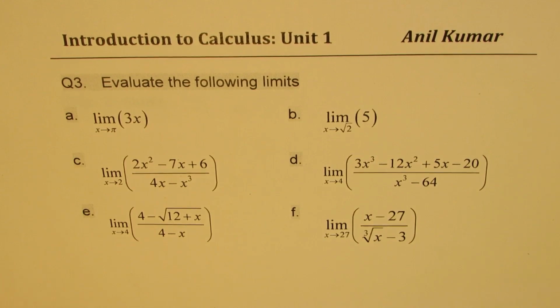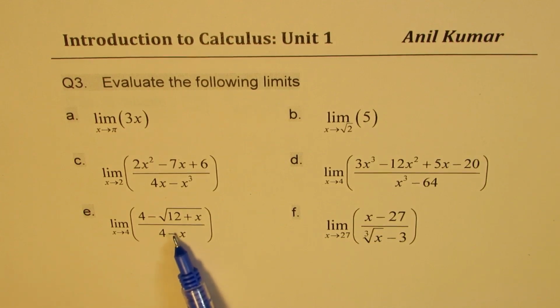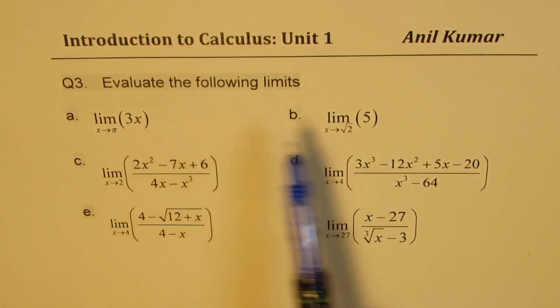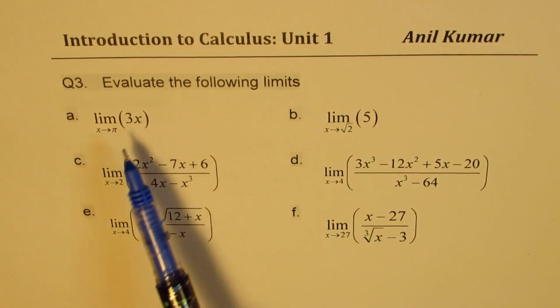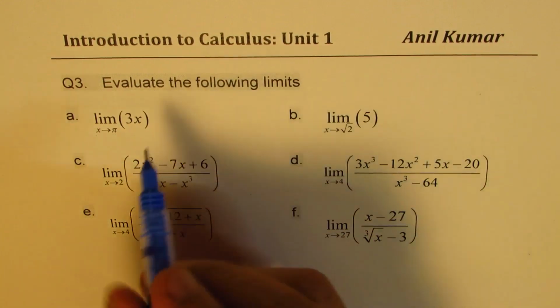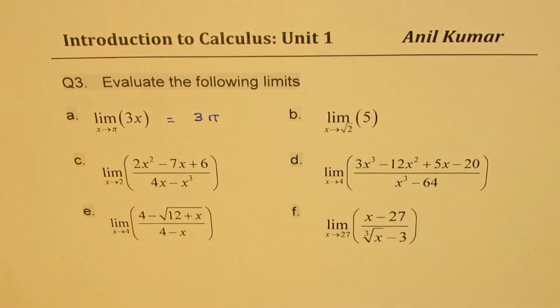So we are going to use different concepts learned as we go through these 6 questions based on limits, right? So here we will use substitution, in this case rationalization. In these 2 cases we'll factor and simplify, and first 2 are straightforward, correct? So here we have 3x and x equals pi. So how do you find this limit? Just substitute pi there, so we get 3 pi as our answer.